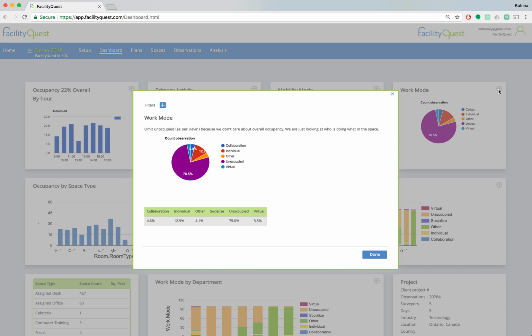And then lastly, social. So when two or more people are observed either eating or taking a pause or a break together, which we're actually not seeing showing up here for this project.